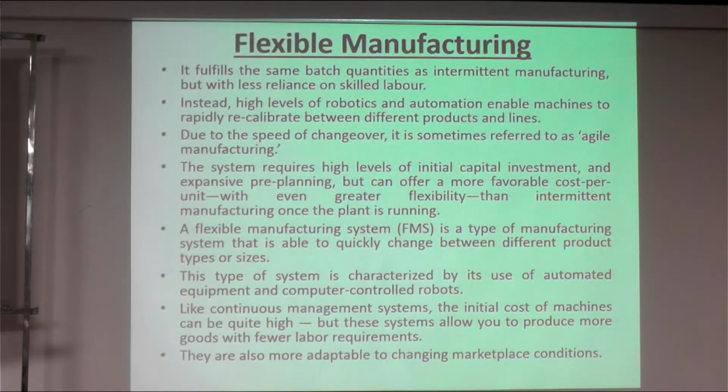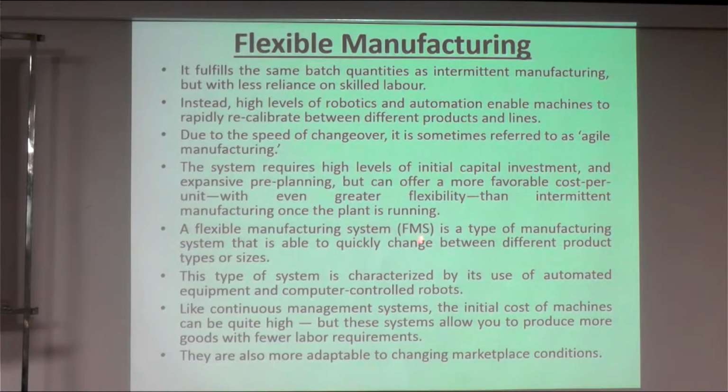Flexible manufacturing, FMS, flexible manufacturing system. It fulfills the same batch quantities as intermittent manufacturing, but with less reliance on skilled labor. Instead, high level of robotics and automation enable machines to rapidly recalibrate between different products and lines. Due to speed of changeover, it is sometimes referred to as agile manufacturing. The system requires high level of initial capital investment and expensive pre-planning, but can offer a more favorable cost per unit with even greater flexibility than intermittent manufacturing once the plant is running.